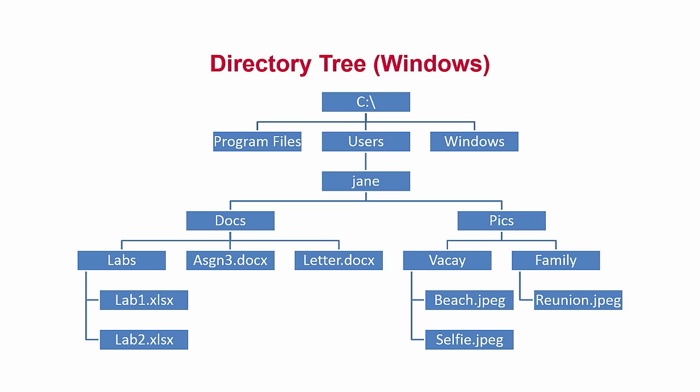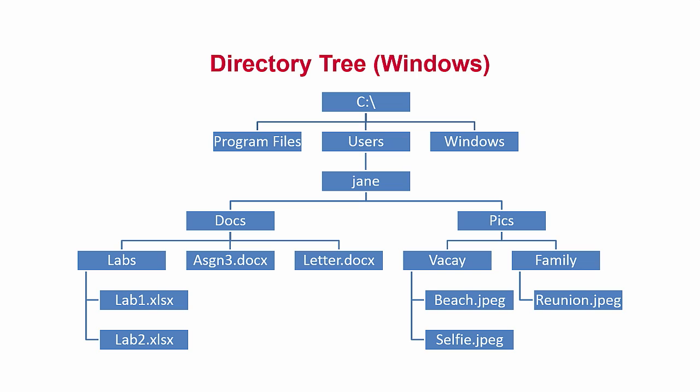Here, we see a directory tree representing a file system in Windows. At the root, we see the drive letter, followed by a colon and a backslash. Subdirectories within the root include program files, users, and Windows. Let's focus on the users directory.